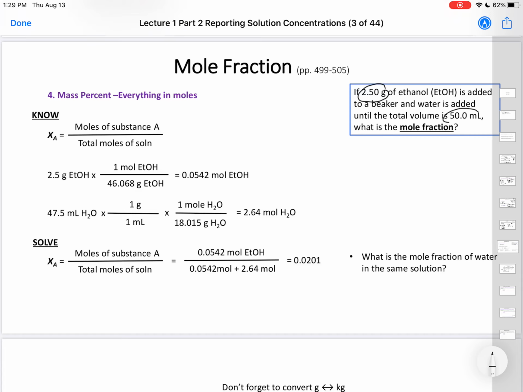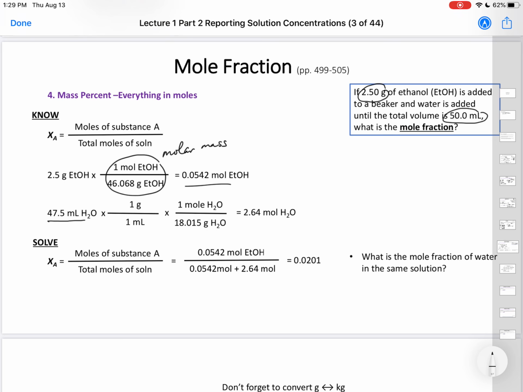And they do tell you that the total volume is 50 mils of the solution. So you're going to go ahead and say 25 grams, convert it with the molar mass. This is the molar mass conversion factor to get the moles of ethanol. Then you're going to take 475 milliliters of water, assuming that the density is 1 gram per mil. You're going to convert from milliliters to grams, from grams to moles using the molar mass of water, and you're going to get 2.64 moles of water, okay?